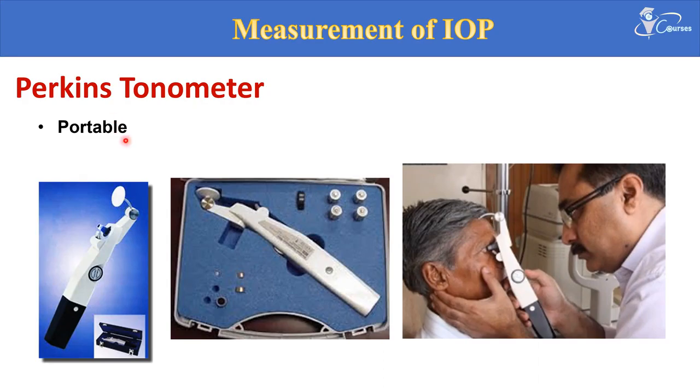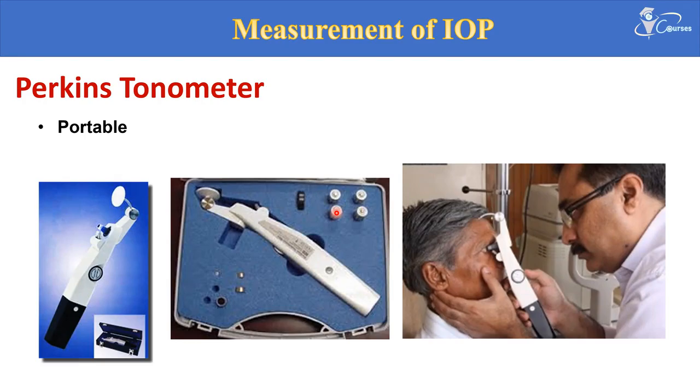This is a portable version of the Goldmann applanation tonometer, which has a forehead rest that rests on the patient's forehead, and this will be the same cone which will be applied on the patient's eye. It will be the same measurement. Okay, so it will be on par in accuracy with the Goldmann applanation tonometer.